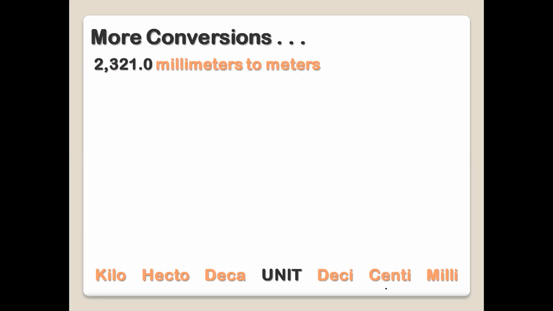The same thing will work for more conversions. If I ask to convert 2321.0 millimeters to meters, your unit is milli. You're going to convert it into meter. So how many places? 1, 2, 3. So shift the decimal point 3 times towards the left. The decimal point has to be placed here and you will get the result as 2.321 meters.